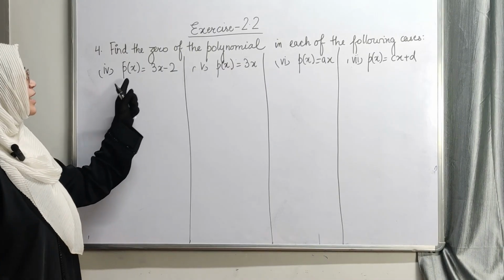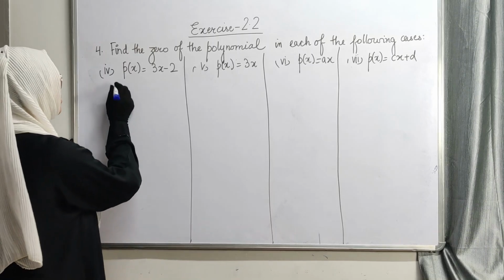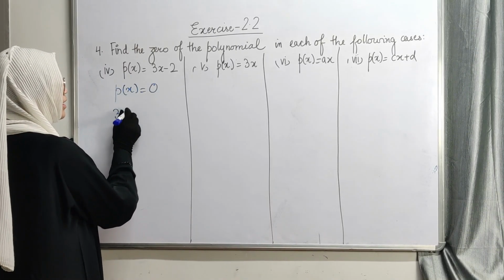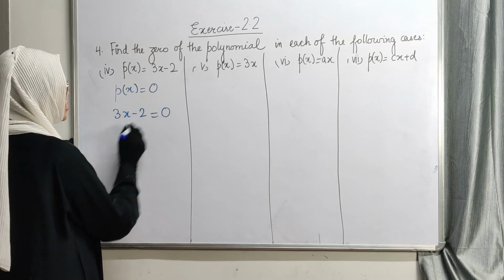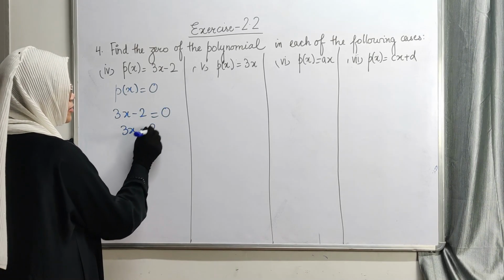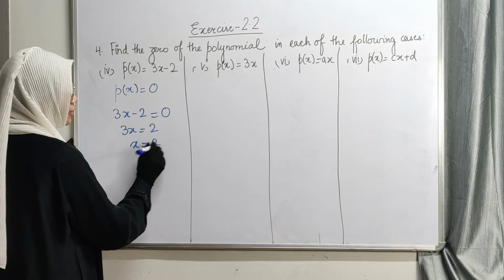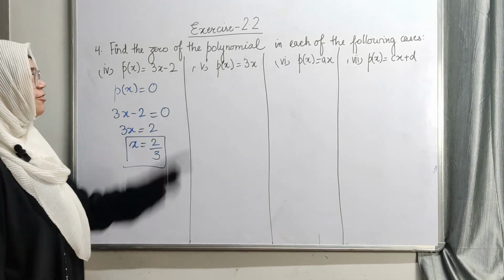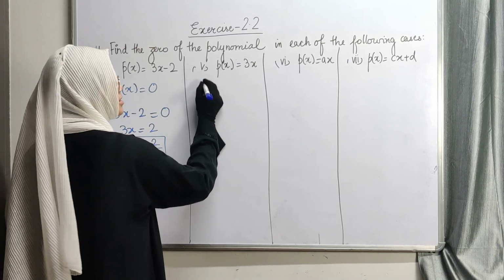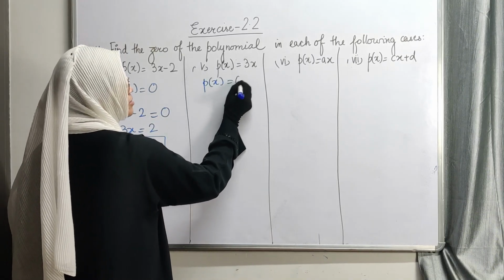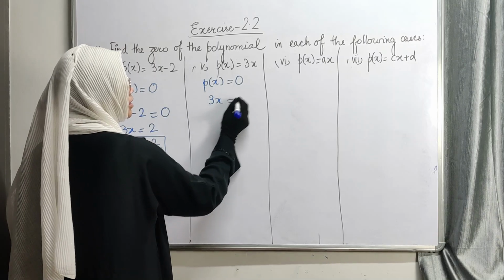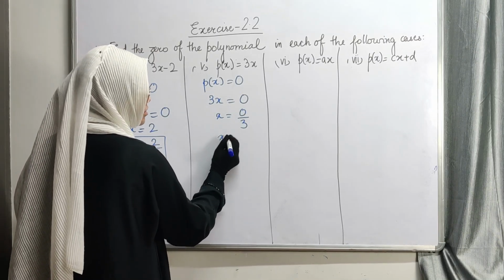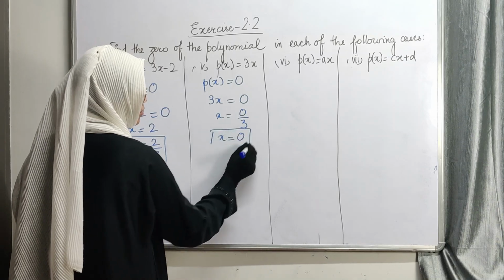What is the fourth part? p(x) is equal to 3x minus 2. p(x) equals 0. 3x minus 2 equals 0. 3x equals 2, and x will become 2 upon 3. What is the fifth part? p(x) is equal to 3x. p(x) equals 0. 3x equals 0, and x will become 0 upon 3, which is equal to 0.